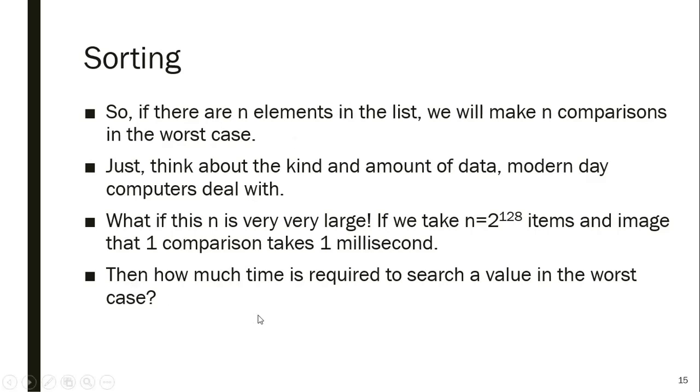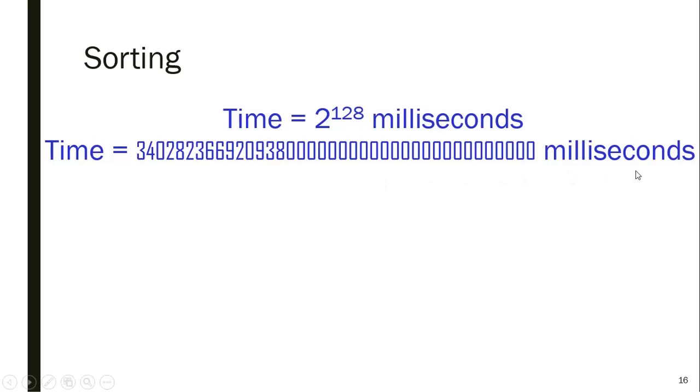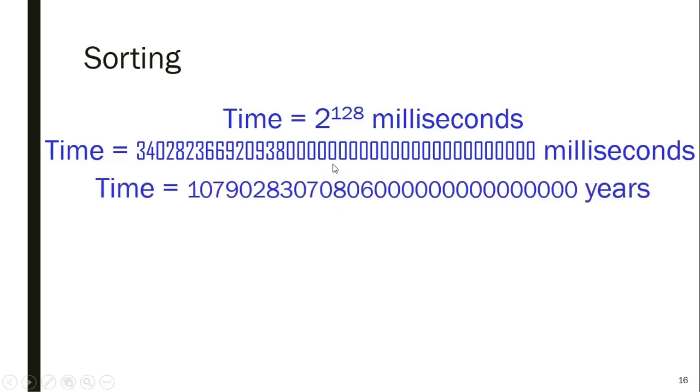Then how much time is required to search a value in the worst case? For example, if one comparison takes 1 millisecond, and there are a total of 2 raised to the power 128 values, so the total time will be 2 raised to the power 128 milliseconds. This is not a small number, it is about this many milliseconds. I was not able to write this in the same font. And if you convert it into years, these are so many years that you will waste your life.